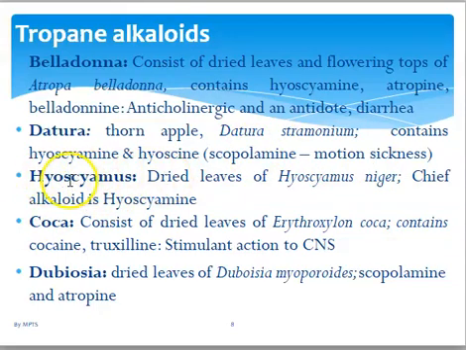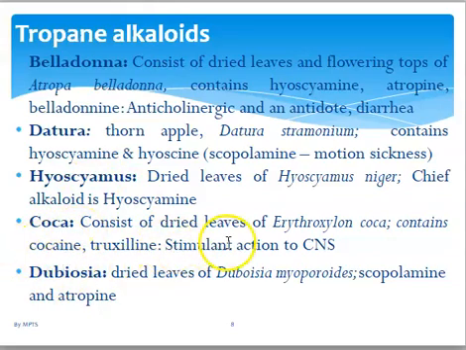We also have hyoscyamus. Remember, I said in case I pronounce the name poorly, you will forgive me. Dry leaves of Hyoscyamus niger. The chief alkaloid is hyoscyamine. Also have coca. Different from cacao, this is coca, the Erythroxylum coca, where we get cocaine.